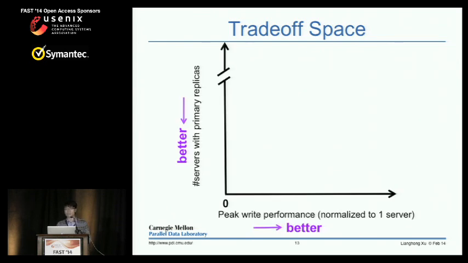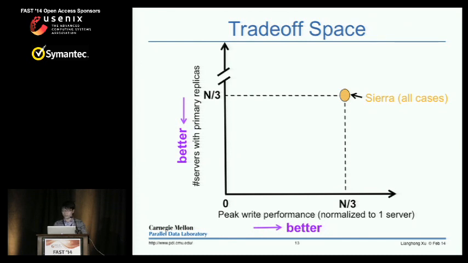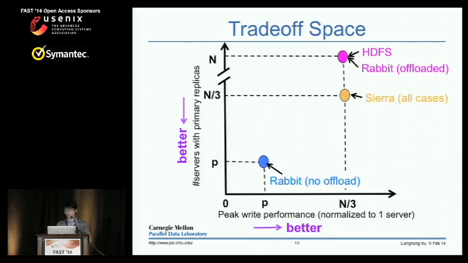We have described the data layout designs of several elastic storage systems. Now let's summarize them in this trade-off space. The x-axis is the peak write performance that the system can provide, normalized to the throughput of a single server. Higher is better. The y-axis is the number of servers with primary replicas. Lower is better because the other servers with no primary replicas can be deactivated immediately without any data migration. This figure shows you the very different design points represented by Sierra under all cases, Rabbit without offloading, and Rabbit when it uses offloading. Note that due to the rigid data layout used in Sierra and Rabbit, they have to make a somewhat painful trade-off among performance, elasticity, and agility.